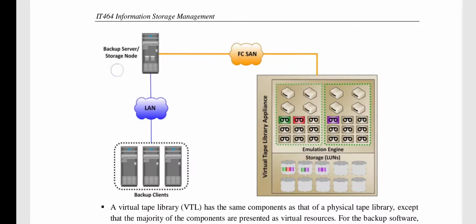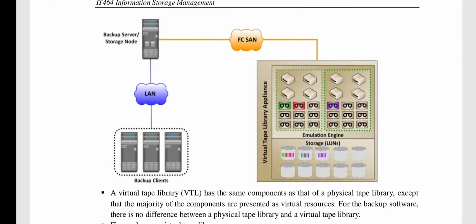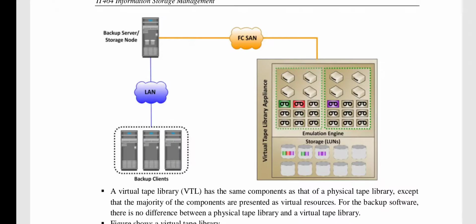Then virtual tape library, a simple figure. Okay, you have a backup server or storage node and is connected through an FC SAN to the virtual tape library appliance. Okay, with an emulation engine that is emulating it with the physical disk, and then a storage LUNs, that's the logical unit numbers, okay, to which it is mapped. Then it is connected through the LAN to the backup clients.